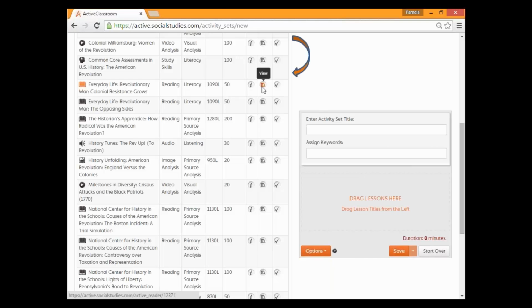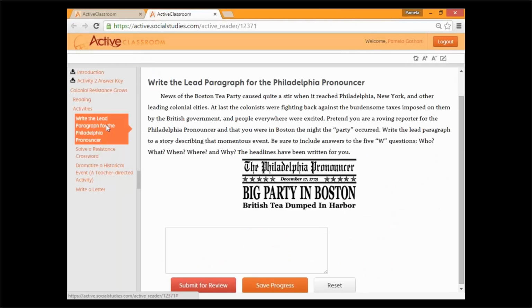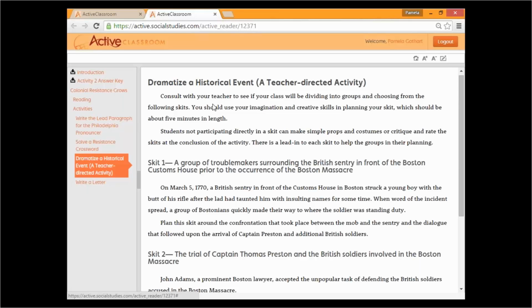So we're going to click on our View button, and here's Colonial Resistance Grows, our table of contents, of course. We have introduction, we have an answer key, which is similar to what we would find in a teacher's guide. Then we have our reading, and under our reading, instead of having multiple readings, this one's a little reversed. We have one reading with multiple activities. So I could have the students do the reading, and then I could have them do one of any of these different activities. This one is write the lead paragraph for the Philadelphia Pronouncer, for the local newspaper. Or maybe I'd rather they have an opportunity to create a skit based upon what they've read.